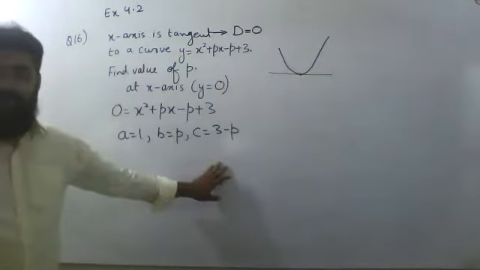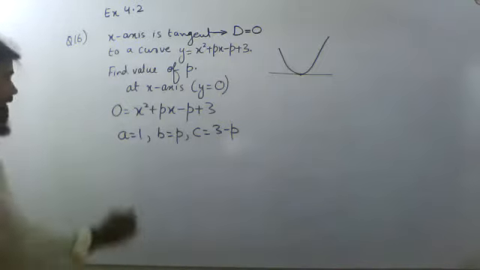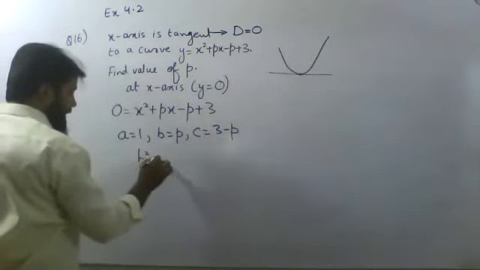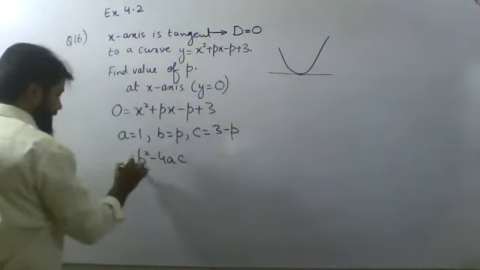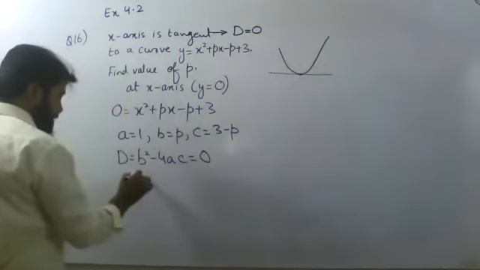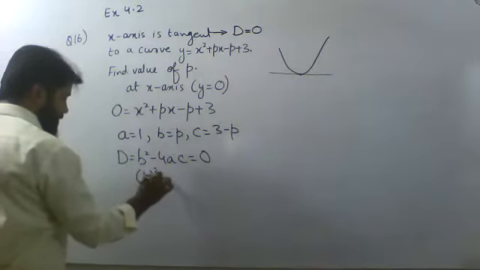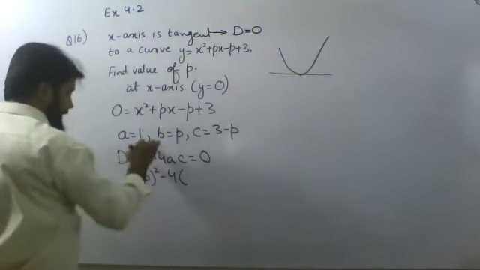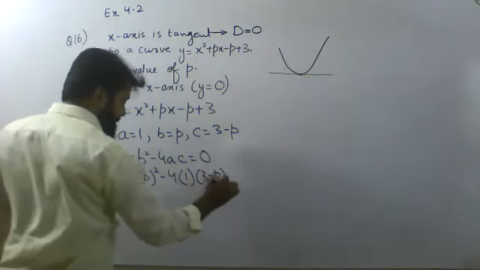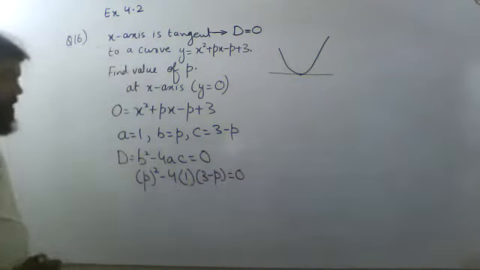For discriminant, I have written this thing, right? Discriminant equals 0. What is discriminant? B square minus 4ac, which is your discriminant, is equal to 0. So b square means p square minus 4, a will be 1 and c will be 3 minus p, equals 0.